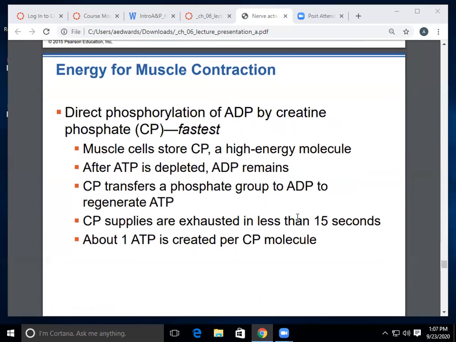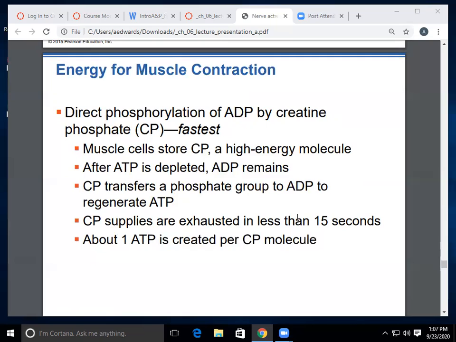All right, so just talked about this. Fastest way to get ATP is take a phosphate from creatine phosphate to make ATP from ADP. And your muscle cells do store creatine phosphate, okay? And it's considered a high energy molecule, okay? So that's part of the reason why people who do a lot of bodybuilding take a lot of creatine, because it's able to help them have energy for their muscle contractions.